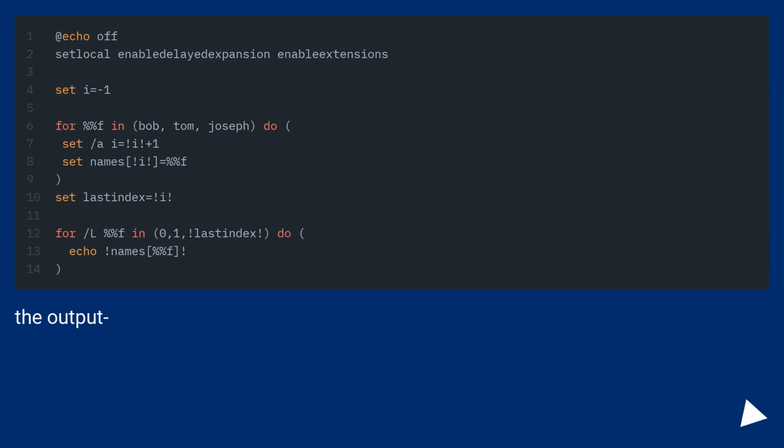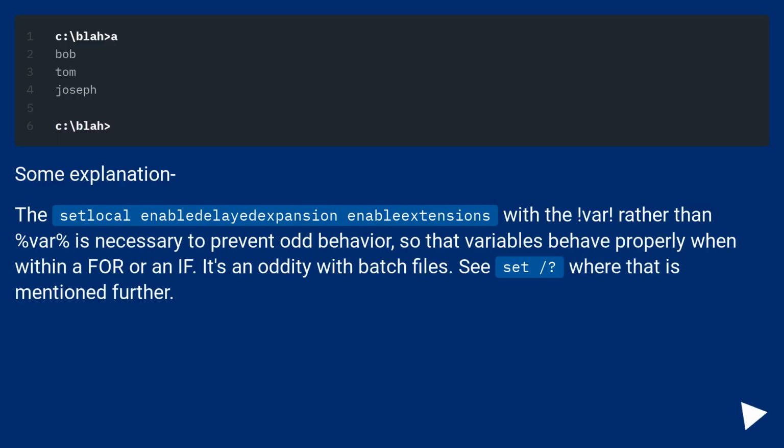The output. Some explanation. The setlocal enabledelayedexpansion enableextensions with !var! rather than %var% is necessary to prevent odd behavior, so that variables behave properly when within a for or an if. It's an oddity with batch files. See set /? where that is mentioned further.